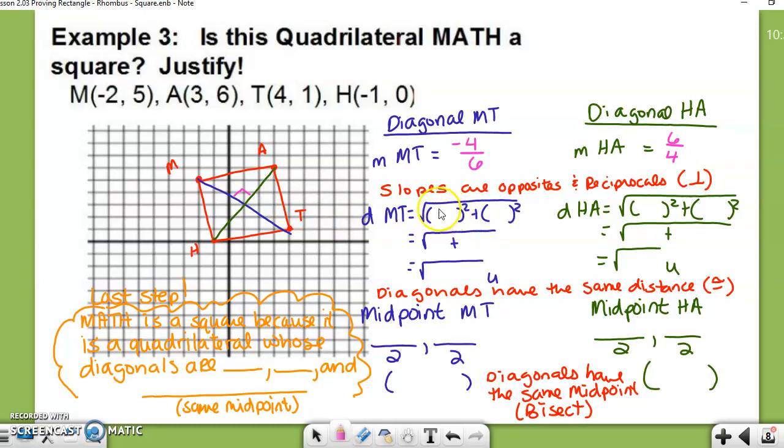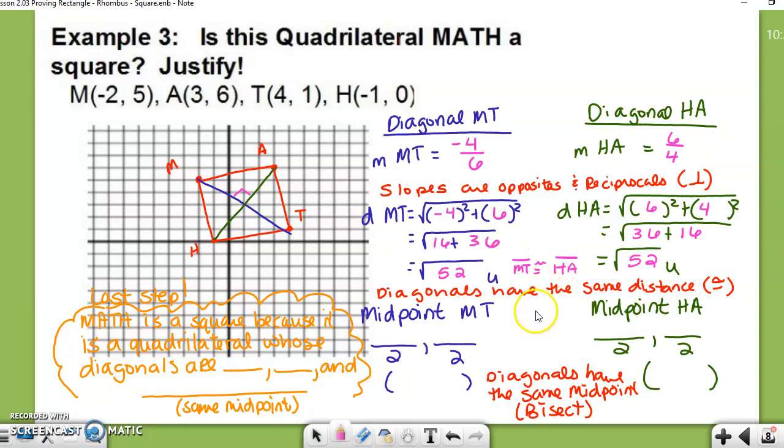Now I want to measure their distances. I'm going to take my slope numbers, plug them in, and I am showing that the diagonals have the same distance or length. That means that they are congruent. I know that MT is congruent to HA. So I've proven that the diagonals are perpendicular. I've proven that they are congruent.